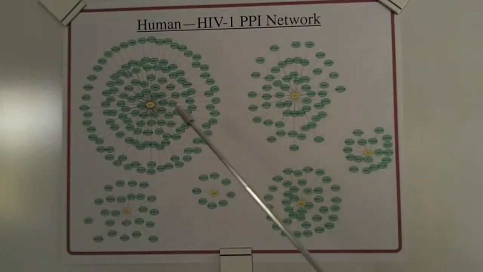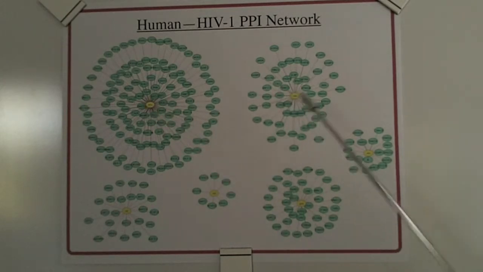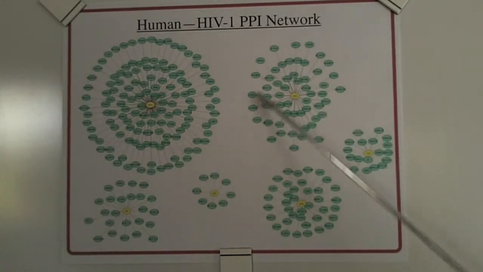This is a human HIV-1 PPI network that I created to perform network analysis on. It serves as an example as to how a researcher may perform network analysis on a PPI. The HIV-1 proteins are shown in yellow, and the human proteins are shown in green.